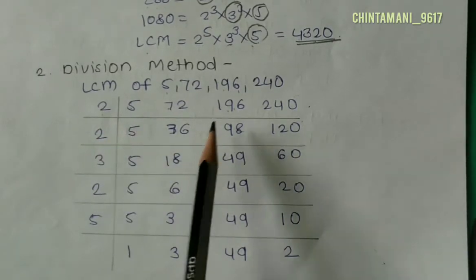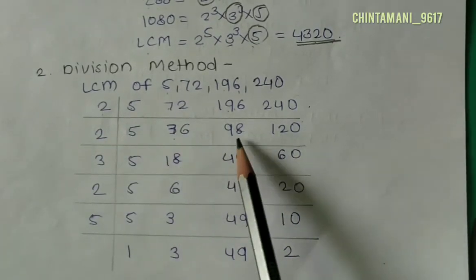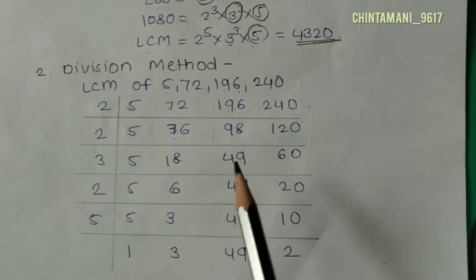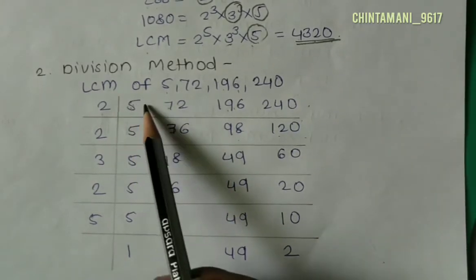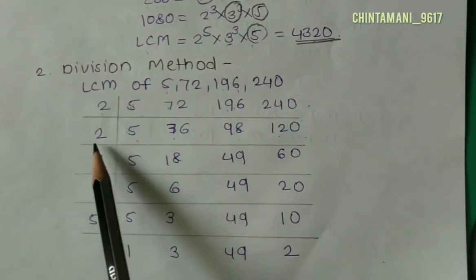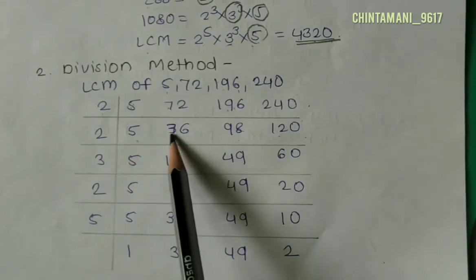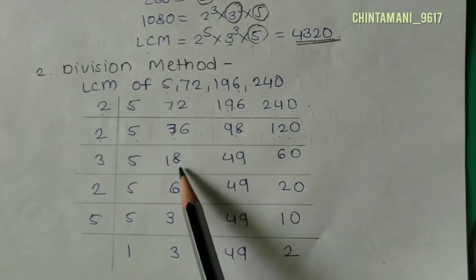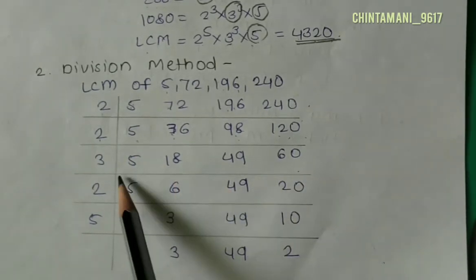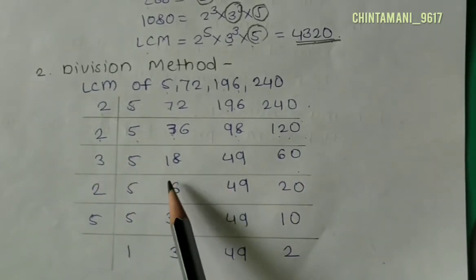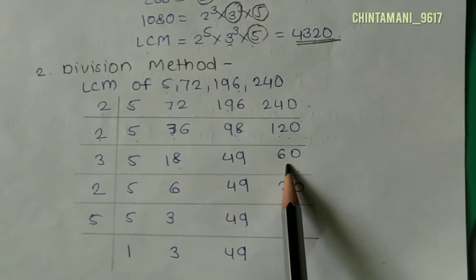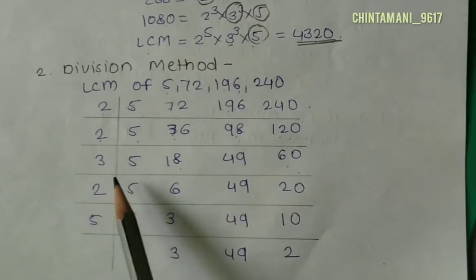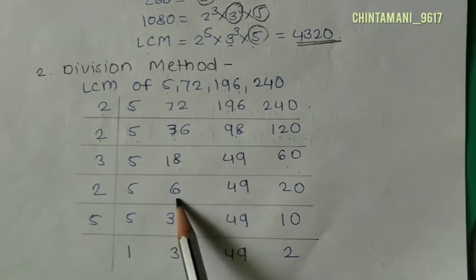So just divide it by 2, so we get the answer 36, 98 and 120. But we can't divide 5 by 2, so we write it down as it is. Next, again we can divide 36, 98 and 120 by the number 2. After dividing, we get this value. After that, we can divide 18 and 60 by 3. So after dividing, we get the values 6 and 20.